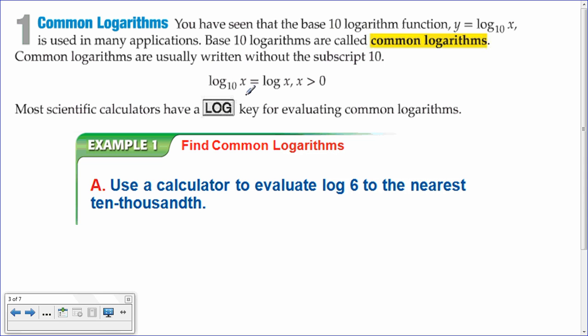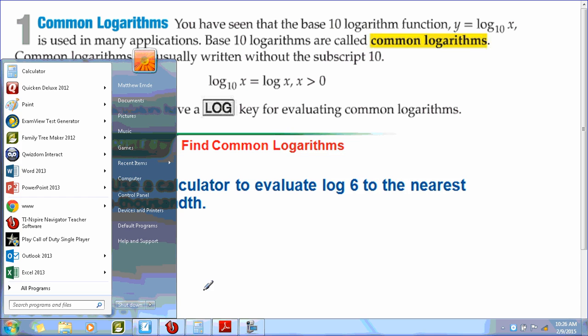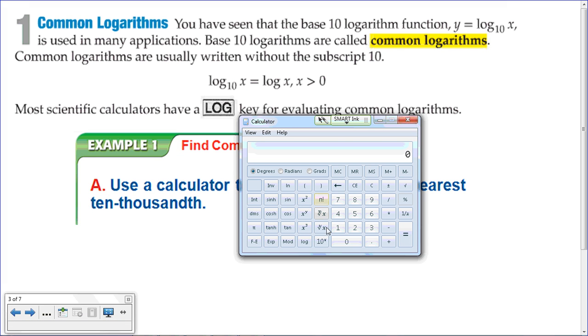You'll notice when we take a look at the basic calculator on the computer, we don't have anything but this log button right there. Now that is a common logarithm button. So it's a base 10. We can't change the bases on these calculators. So we're going to have to work our way around this today.